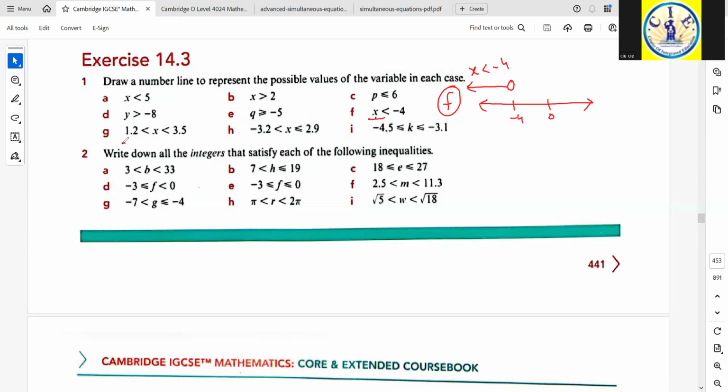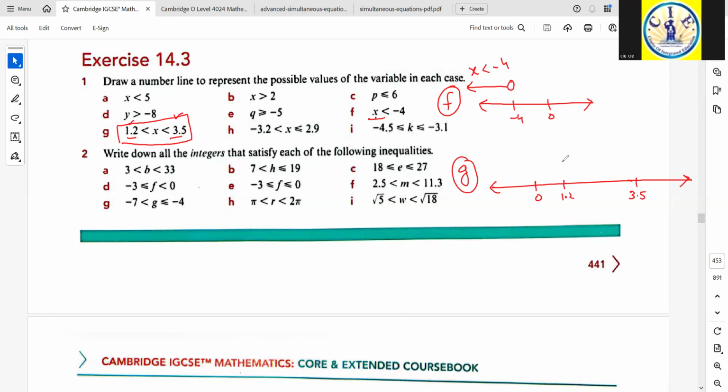Okay, now for part G, in between 1.2 and 3.5, exclusive, not inclusive. That means we do not need to include these endpoints 1.2 and 3.5. So this would be somewhere, let's suppose this is 0 and this is 1.2 and here is 3.5. So the values should be in between.